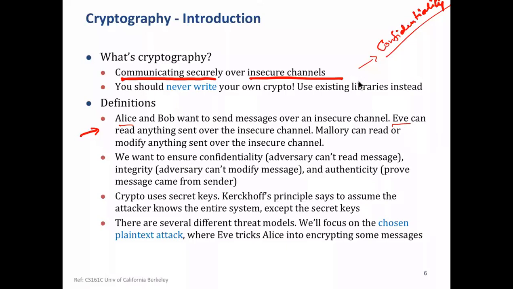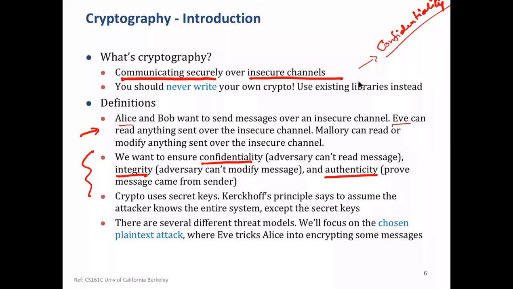So basically what we want to achieve when we say security is confidentiality, integrity, and authenticity. Confidentiality means that somebody who is in between, like Eve, cannot read the message. Integrity is that wherein Mallory cannot modify the messages. Authenticity is basically proving that the message has come from Alice, the sender.